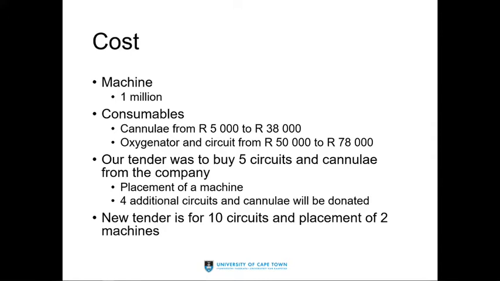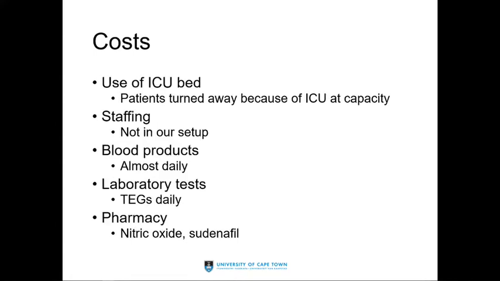Our tender initially, when we started, was to buy 5 circuits, and we got 4 additional circuits, and we had the machine placed. And we've currently got a new tender, and we can actually have 2 machines on site with 2 backup machines in case a machine fails. And we can go up to 20 circuits in a year, but typical years around about 10 patients that we would support with ECMO. The other costs, just to be aware of, is the use of an ICU bed, because we turn away patients because of ICU being at capacity.